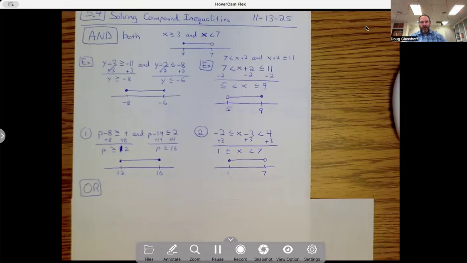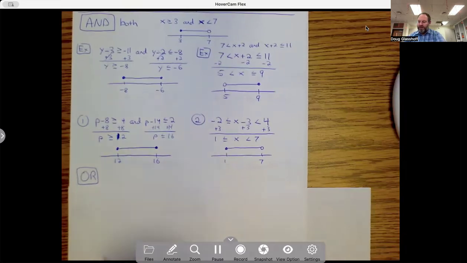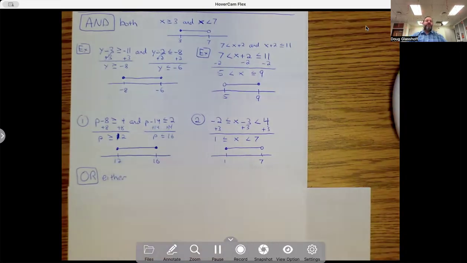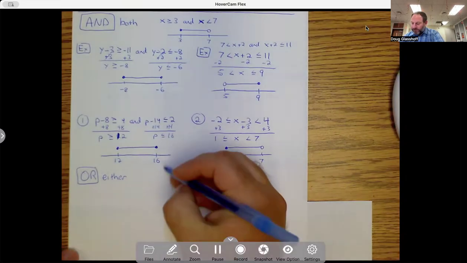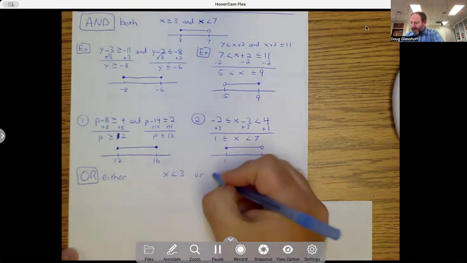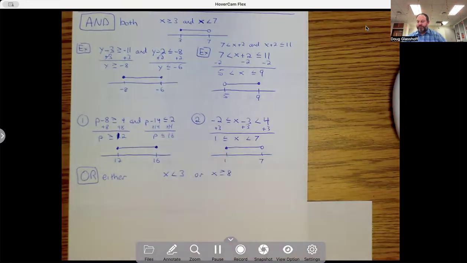The second type of problem here is or. Or means either. All right, so again, if it says to wear maroon or gold, as long as you're wearing one or the other, that's okay. You don't have to do both of them. So it will look something like this. X is less than 3 or x is greater than or equal to 8.